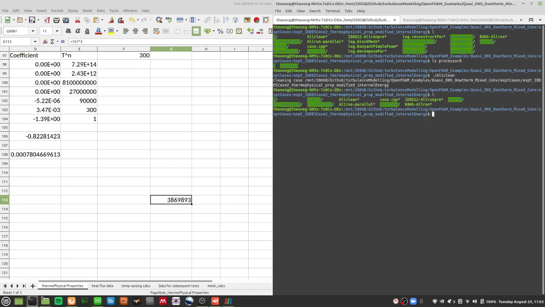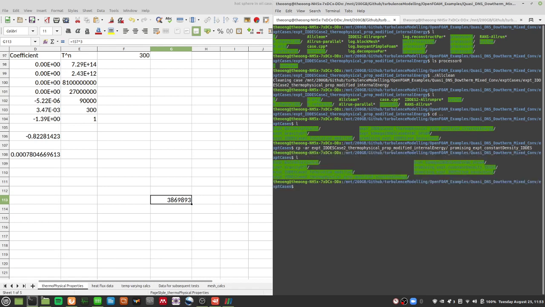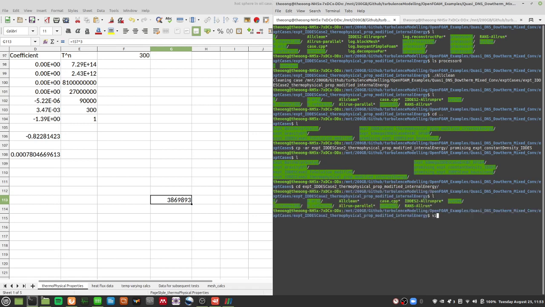Okay, so let me copy this IDDES case 2 thermophysical properties. Promising experiment, constant density IDDES. So I just label it as promising. It is not fully capable, but it's a promising case.